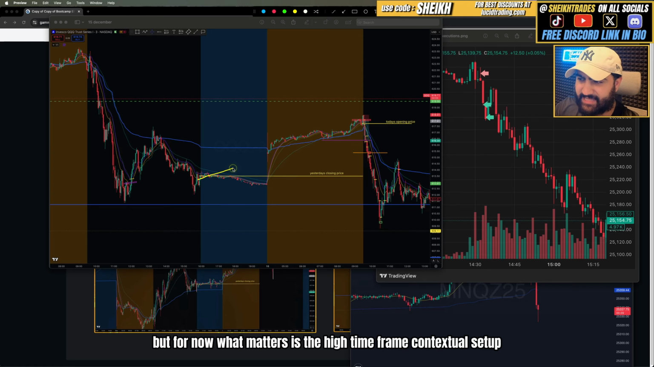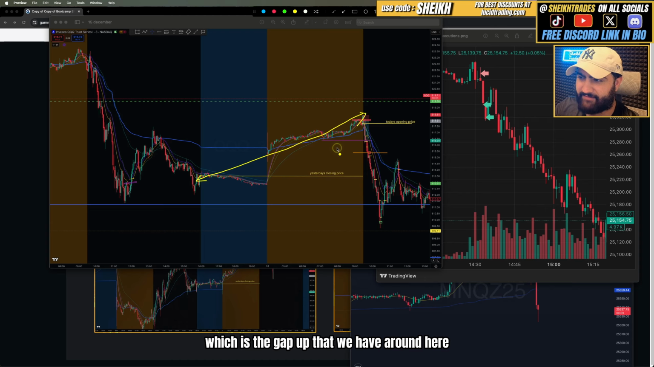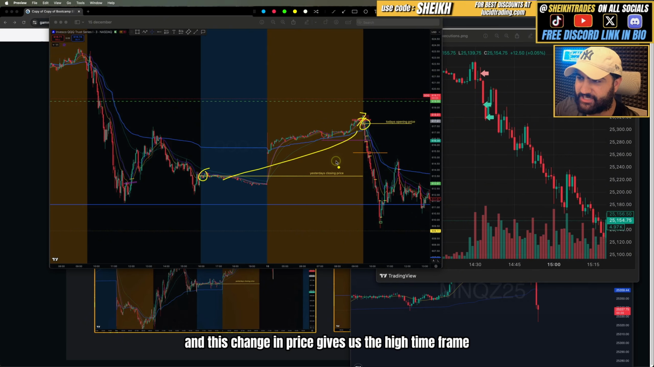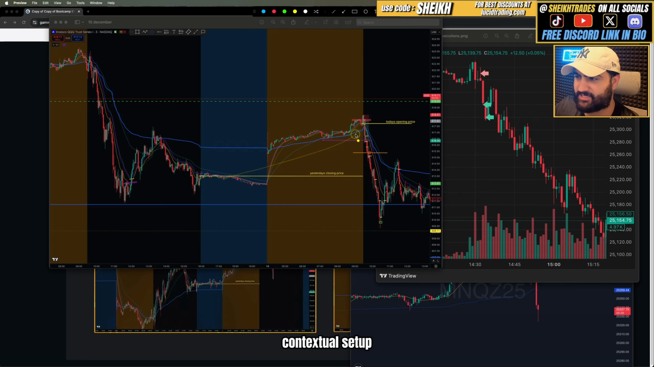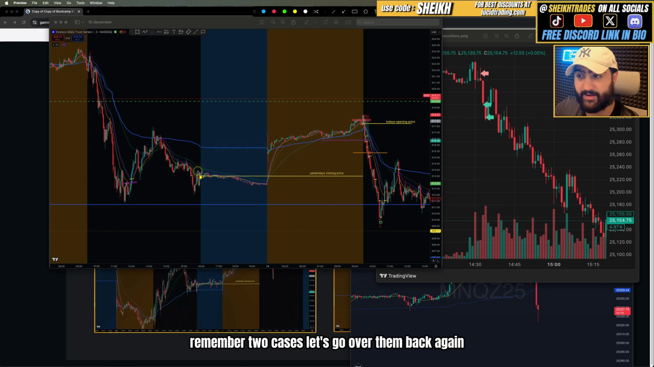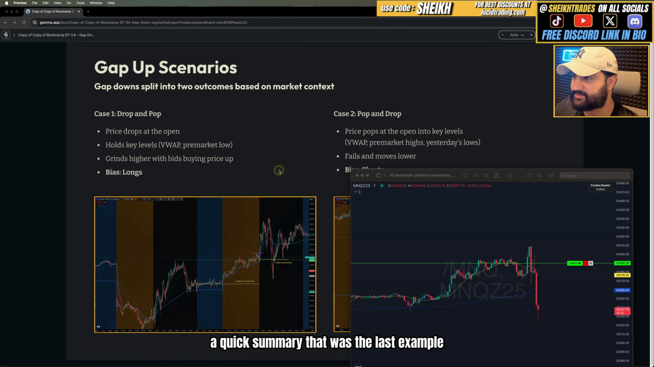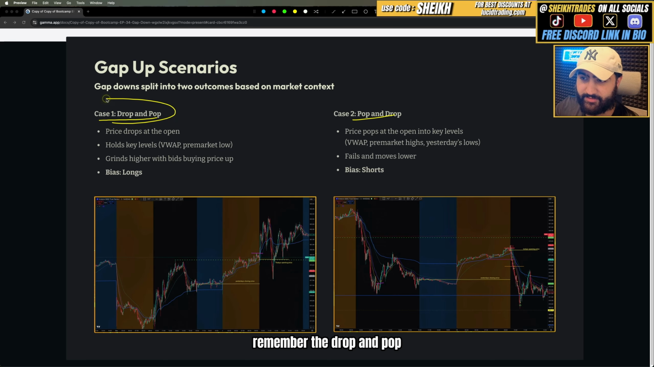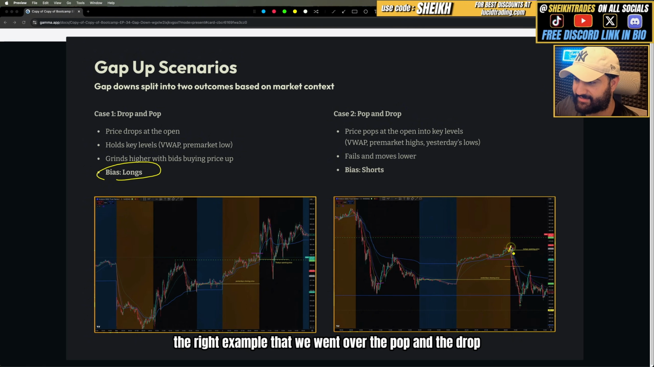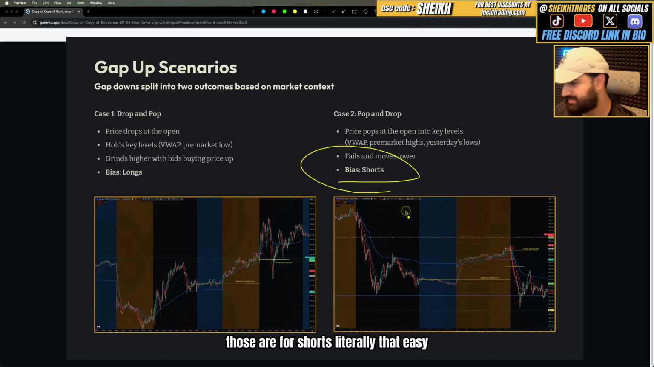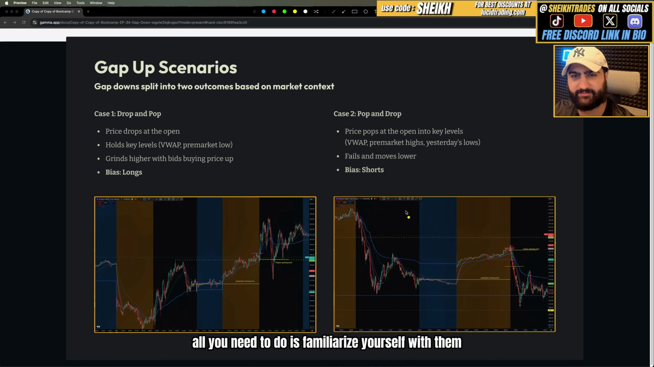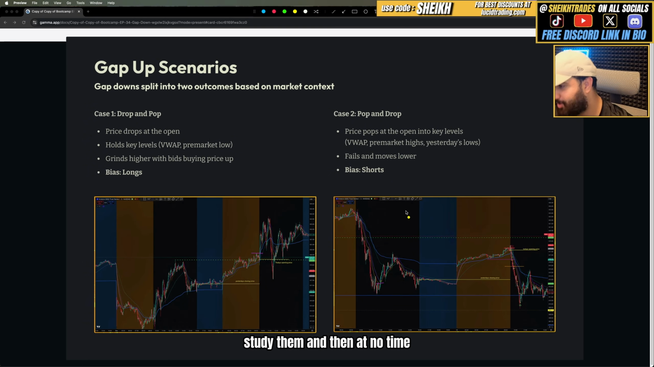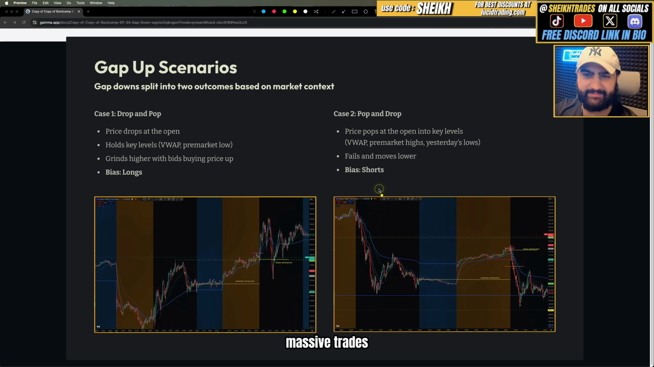But for now, what matters is the high time frame contextual setup, which is the gap up that we have around here. This is the closing price, this is the opening price, and this change in price gives us the gap up, and then it falls under 2 cases. Remember, 2 cases. A quick summary. That was the last example. So we're gonna go over 2 cases: the drop and pop, the pop and drop. The drop and pop, which is the drop and then pop back up, are for longs, and the pop and then drop, the example that we went over, those are for shorts. Literally that easy. All you need to do is familiarize yourself with them, study them, and in no time this is gonna be in your system, and you're gonna be catching massive trades.